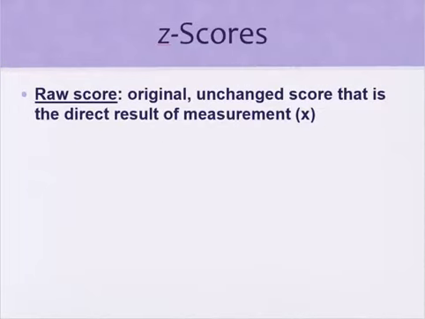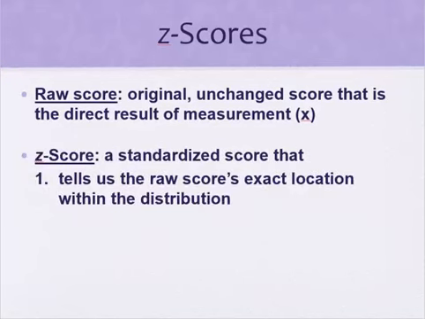So the first exam is coming up. Imagine you get an 81 out of 100 points. Your raw score, the original unchanged score, is a direct result of the measurement. That raw score is 81 on the exam. Now we can use the mean and the standard deviation of the distribution for everybody that took the exam, and we can transform your raw score into what we call a z-score. So it's a standardized score, and it has two functions: to describe location and to allow for comparison.